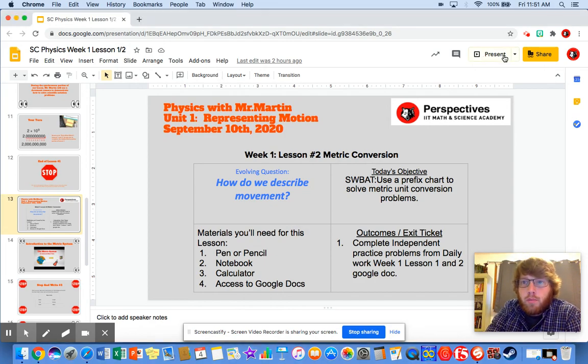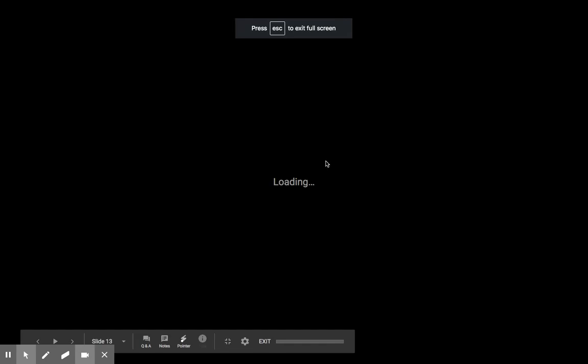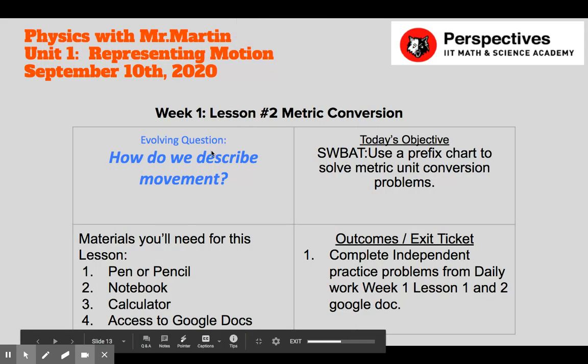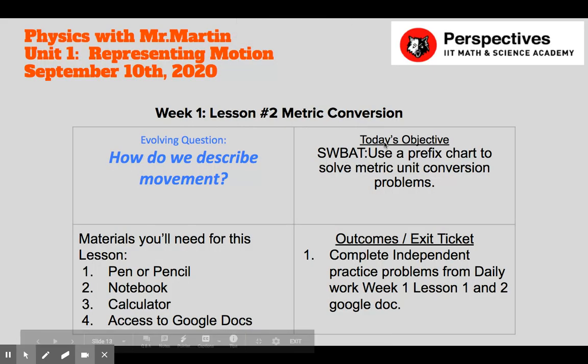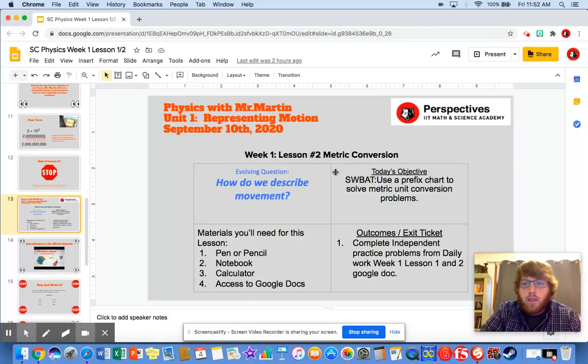Let me throw this in presentation mode real quick. All right. There it is. So the whole goal of today's objectives is to solve metric conversions using our prefix chart. So hopefully you've already looked at this once already because it's all one big slideshow. Maybe you looked ahead. That's awesome.